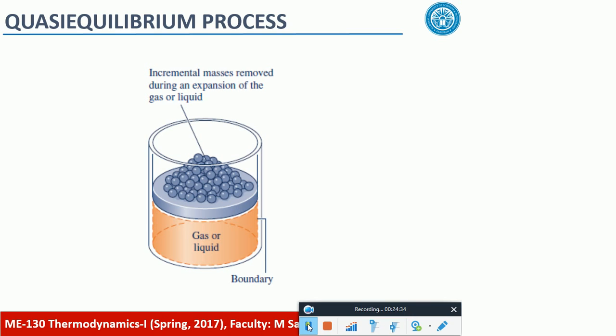Quasi-equilibrium, right? Similarly, as you keep picking, just like if the piston is going from this position to this position, you can imagine that as if you are picking a few masses out of it, and every mass is so small that it does not affect the equilibrium position to a large extent. Do you understand that? This is how you define a quasi-equilibrium process.